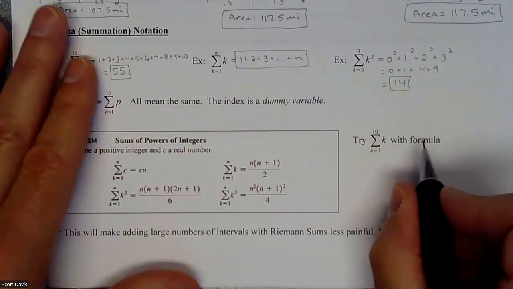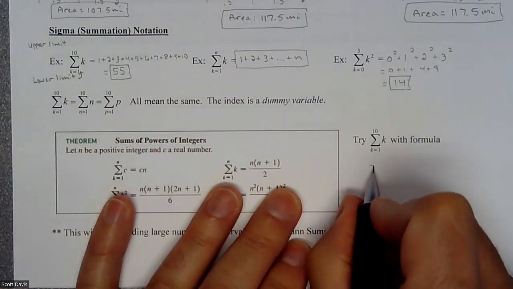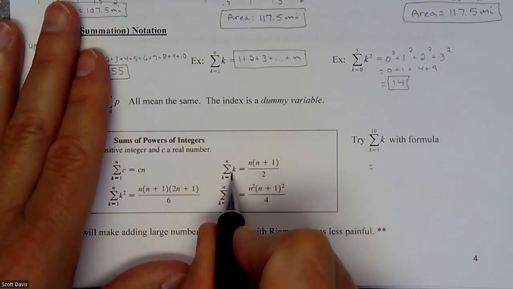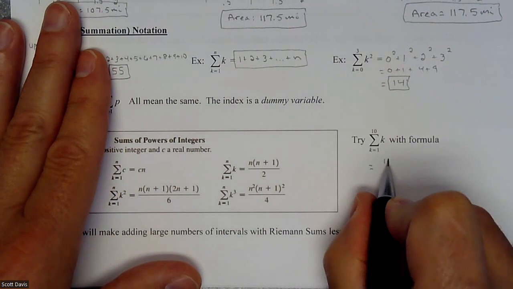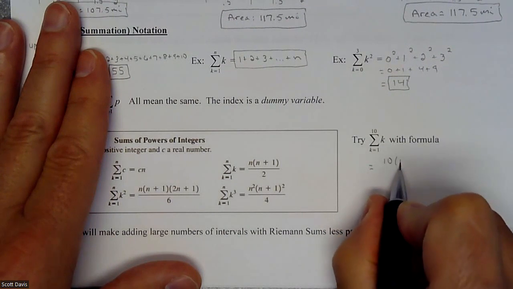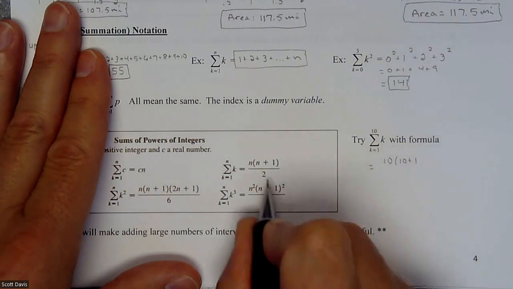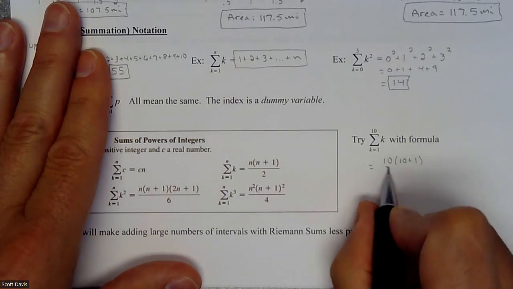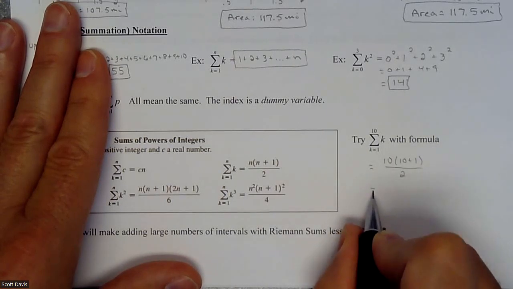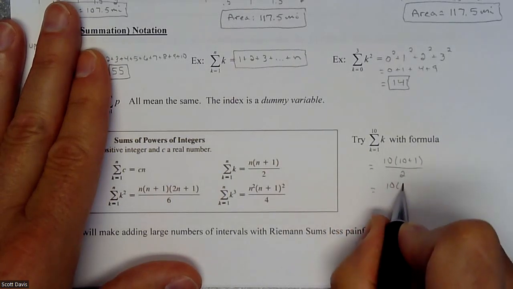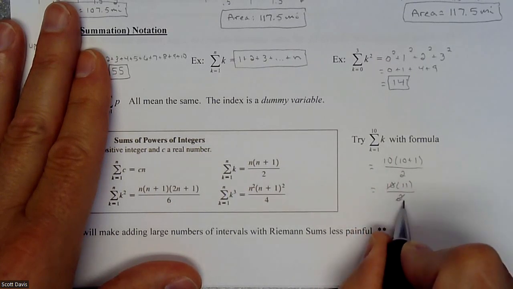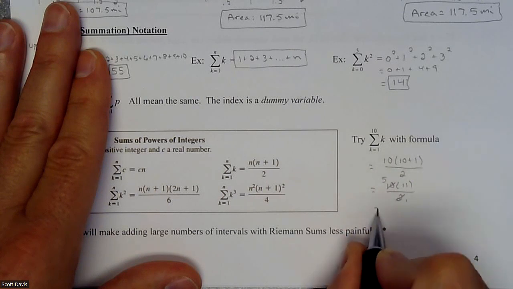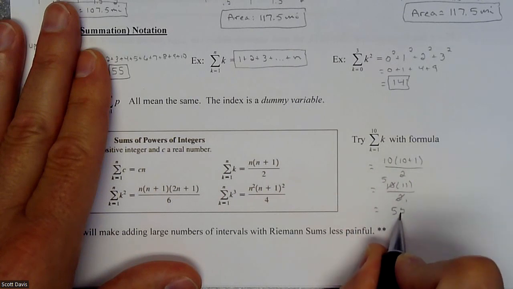So if this is our idea, then we are going to use this formula because it's just this linear piece. Our n is 10. 10 times 10 plus 1. And then that value is going to be divided by 2. And so we have 10 times 11 divided by 2. This can simplify, and you're going to get a sum of 55.